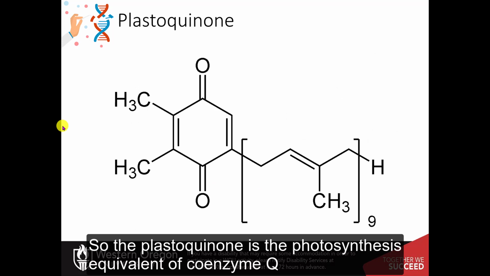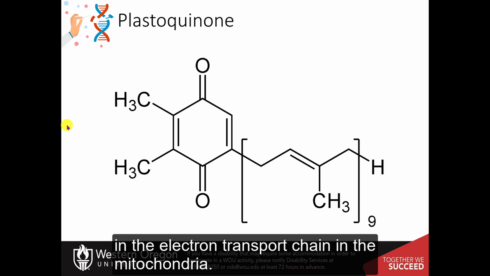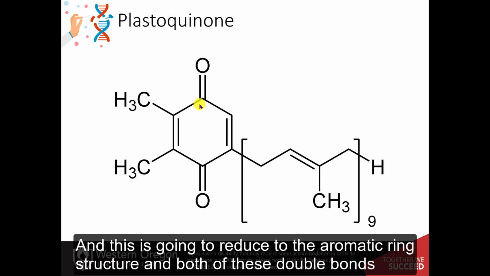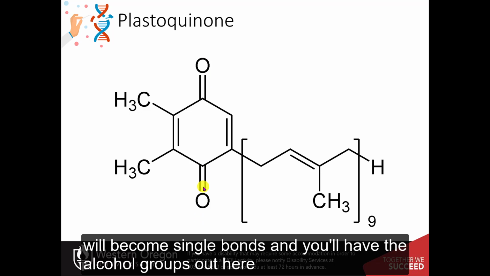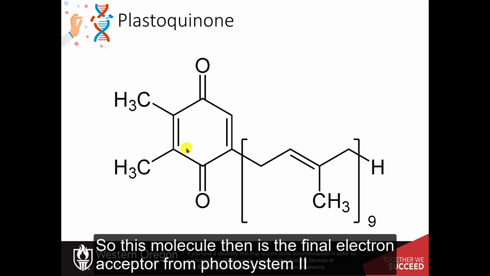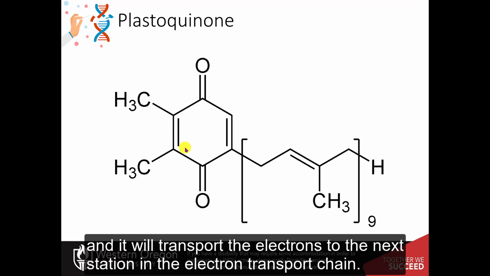And so the plastoquinone is the photosynthesis equivalent of coenzyme Q in the electron transport chain in the mitochondria. You can see plastoquinone also contains the quinone structure, and this is going to reduce to the aromatic ring structure, and both of these double bonds will become single bonds, and you'll have the alcohol groups out here to form the plastoquinol in the fully reduced state. So this molecule then is the final electron acceptor from photosystem 2, and it will transport the electrons to the next station in the electron transport chain.